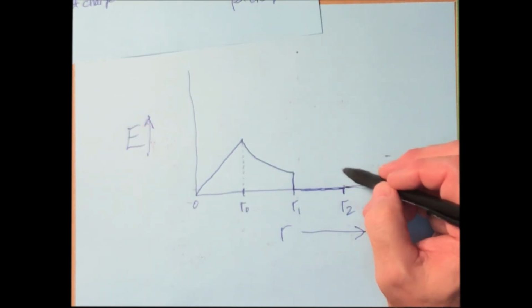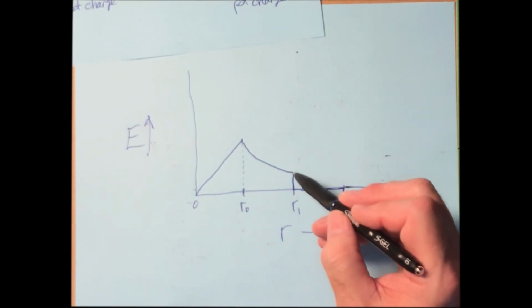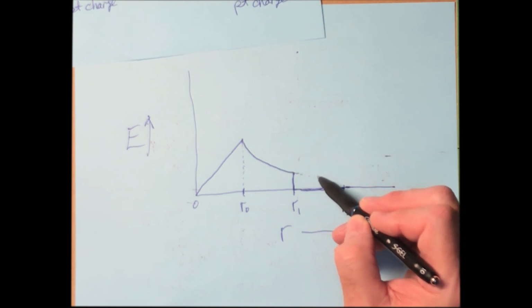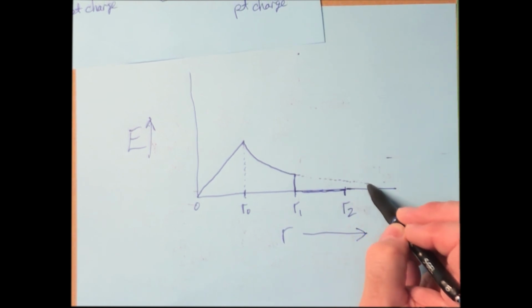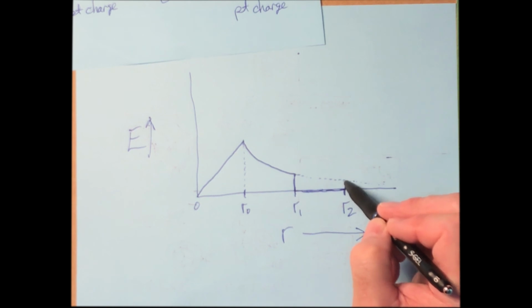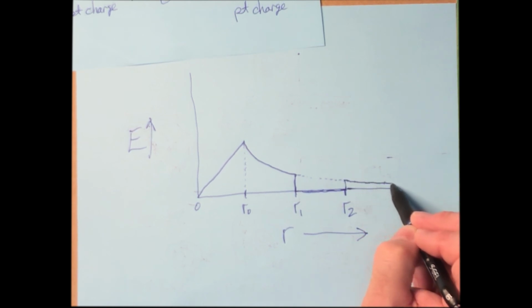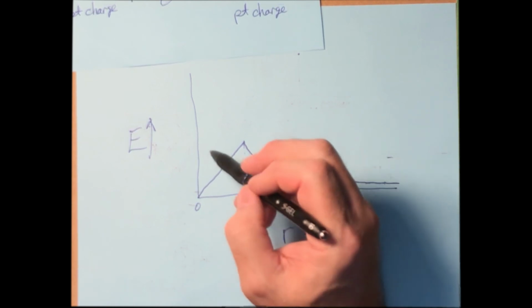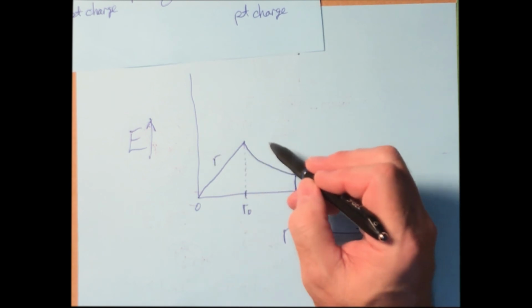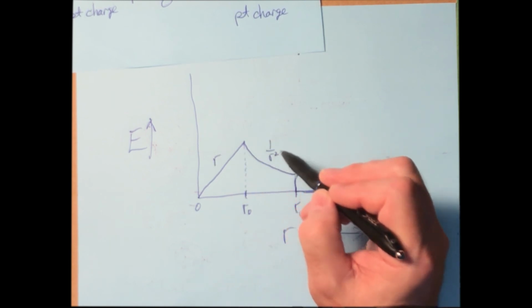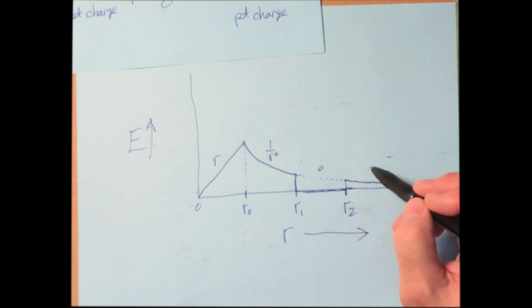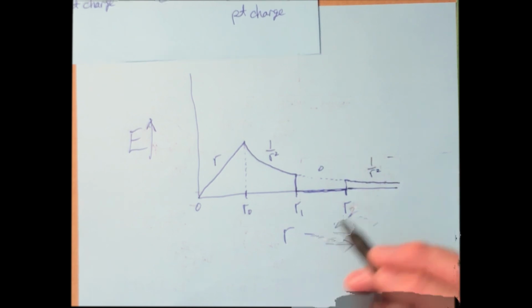Now, you might ask, well, how far does it jump back up? Here it does this, is if that curve had been continued on through like that, it jumps back up to where it would have been and continues onward as an inverse square. So this is proportional to r, this is proportional to 1 over r squared, this is 0, and this is proportional to 1 over r squared as well.